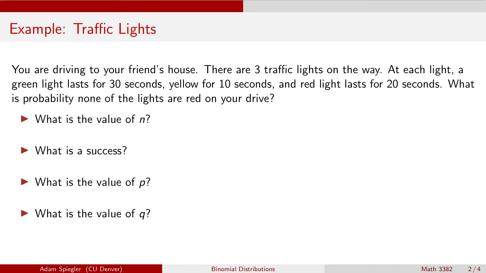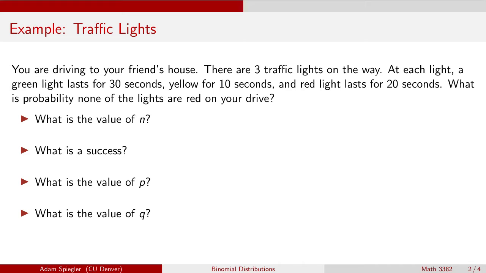You are driving to a friend's house, and there are 3 traffic lights along the way. At each light, green lasts for 30 seconds, yellow is 10 seconds, and red is 20 seconds. And we want to calculate the probability, for example, that none of the lights are red on your drive. So first thing here is we'd want to identify why is this a binomial distribution?